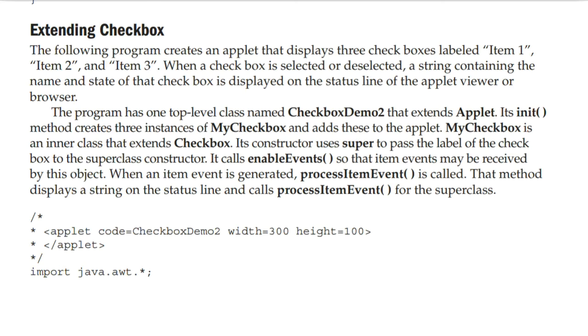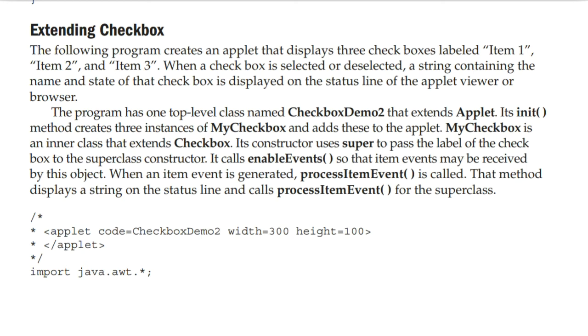Extending Checkbox. The following program creates an applet that displays 3 checkboxes labeled Item 1, Item 2, and Item 3. When a checkbox is selected or deselected, a string containing the name and the state of that checkbox is displayed on the status line of the applet viewer or browser. The program has one top-level class named CheckboxDemo2 that extends Applet. Its init method creates 3 instances of MyCheckbox and adds these to the applet.